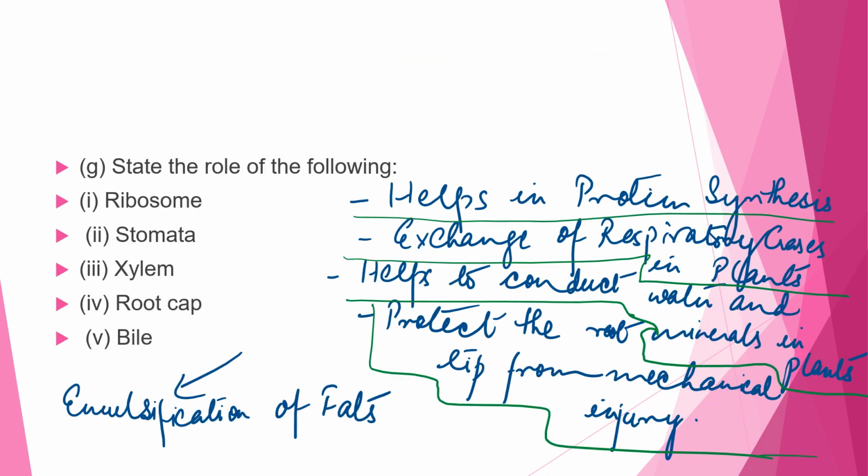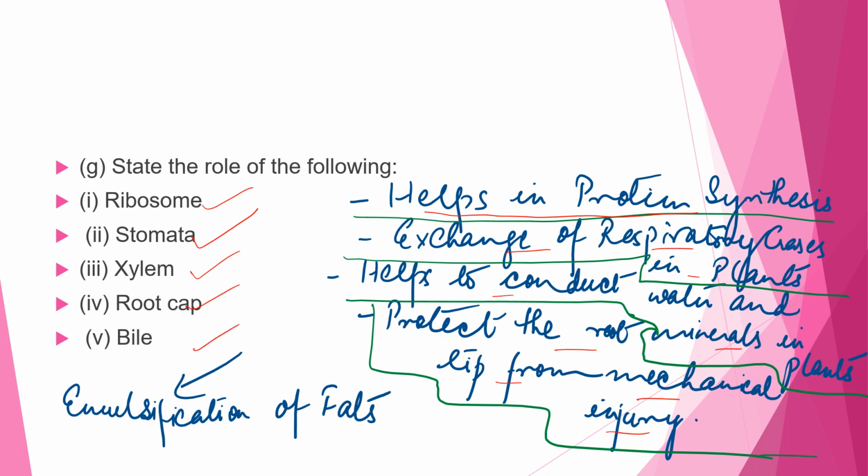Now next one, state the role of the following. So what is the role of ribosome? The role of ribosome is helping in protein synthesis. The role of stomata is helping in the exchange of respiratory gases in plants. Role of xylem is to conduct water and mineral salts in plants. Root cap is protecting the root tip from mechanical injury.